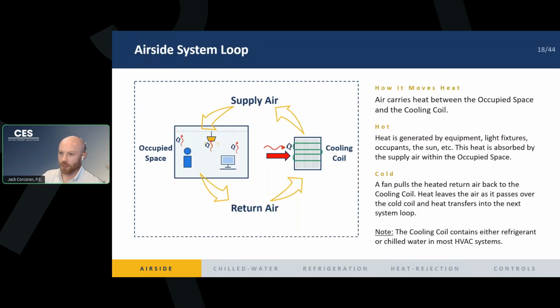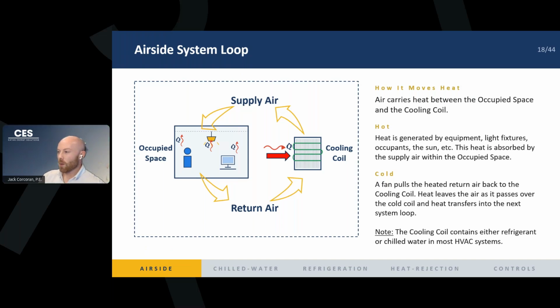The first loop is the airside system. How are we moving the heat? The heat is generated in the occupied space, and we need to move it out. So the airside system uses air in order to create that cycle, that loop.